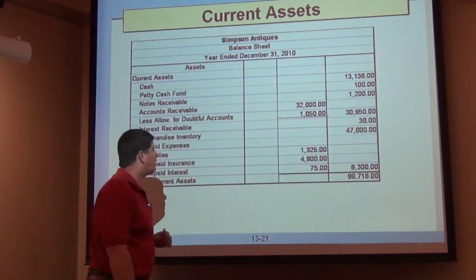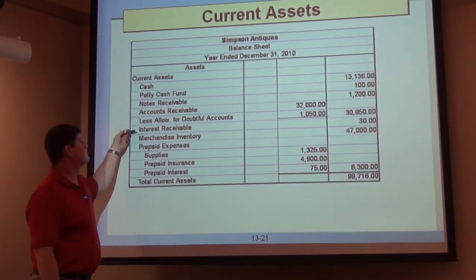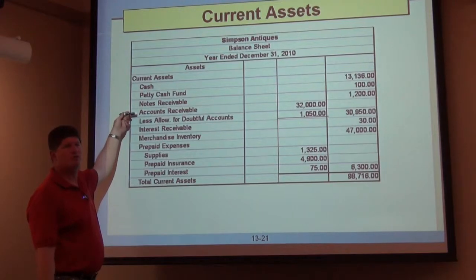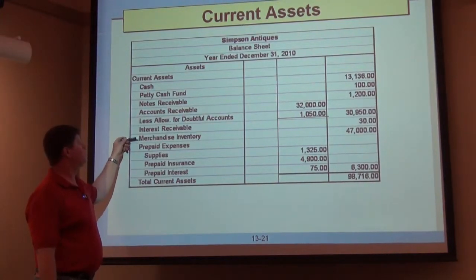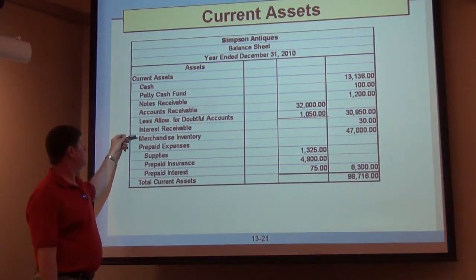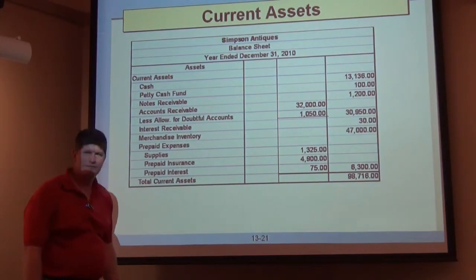Okay. Very important. Interest receivable, I'm going to get that sometime in more than 30 days. I'm using accounts receivable as a judge here. Inventory is going to turn into cash sometime more than 30 days. Prepaid expenses.